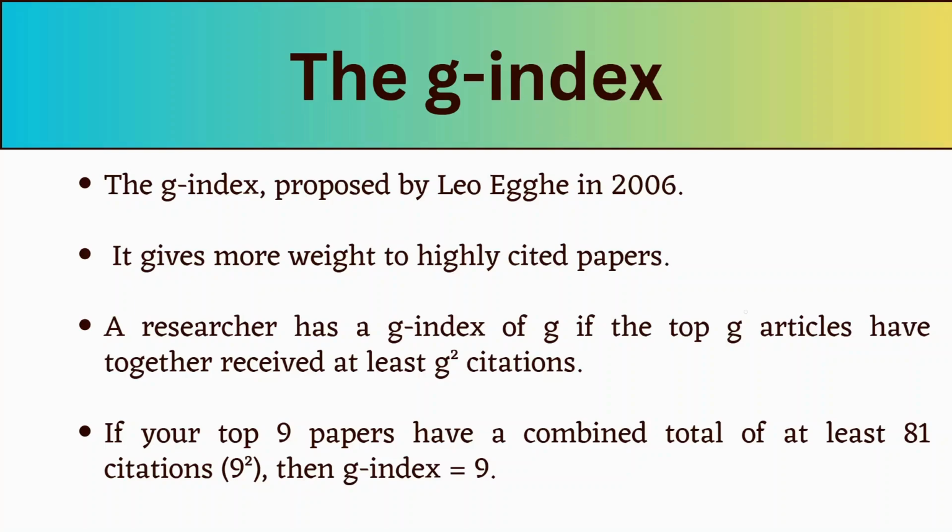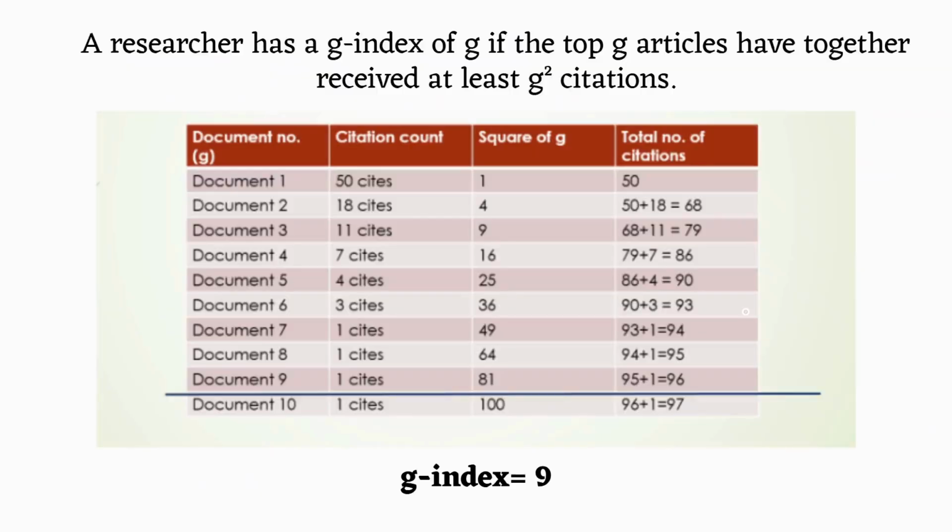It is defined as: a researcher has a G index of G if the top G articles have together received at least G square citations. Meaning, if your top 9 papers have a combined total of at least 81 citations, that is 9 square, then your G index is 9. We will understand this using one example. So as per definition, a researcher has a G index of G if the top G articles have together received at least G square citations. G here is the number of documents.